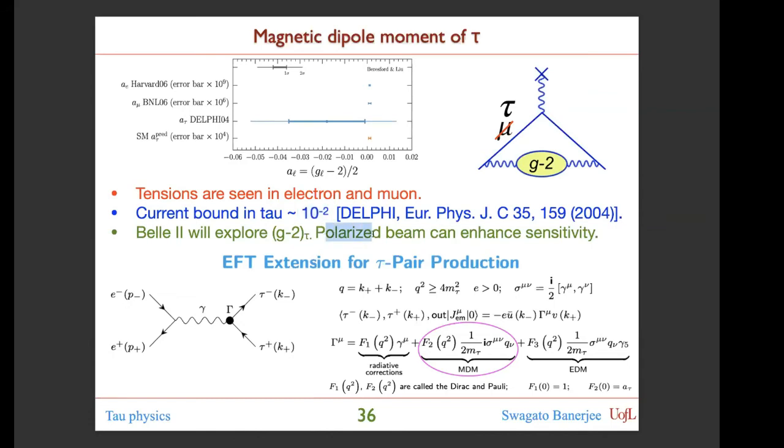So this is the framework in which we study the magnetic moments. We look at the effective field theory parameterization of the tau gamma vertex, which has this radiative correction as an F1 term. The F2 term is the one that describes the magnetic moment, and the F3 term is the one that describes the electric moment. So here we are trying to measure the F2 term.